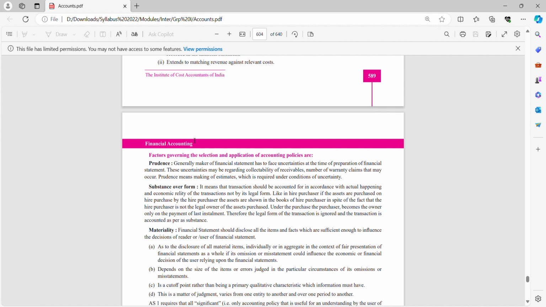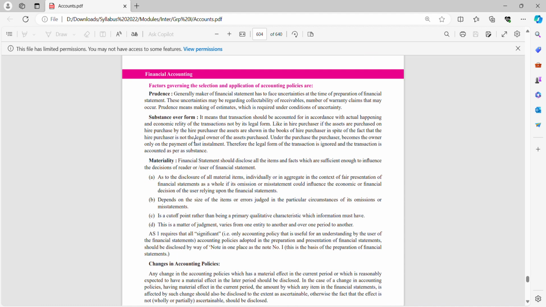Like in hire purchase, if assets are purchased on hire purchase by the hire purchaser, the assets are shown in the books of the hire purchaser in spite of the fact that the hire purchaser is not the legal owner. So substance over form means in spite of the legal form, it should be accounted for in accordance with the actual happening. So they have taken an example of hire purchase. Though we know the hire purchaser is not the legal owner, still we will show the asset in his books of accounts.